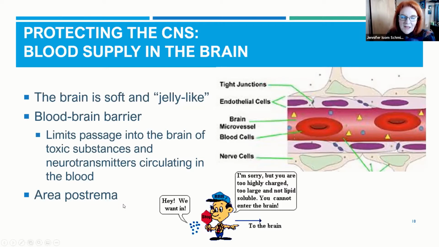Okay. Public service announcement over, but that is what the area postrema does. It makes sure that if there are any toxins, it will help to get rid of that toxin to prevent the brain and the body from dying.